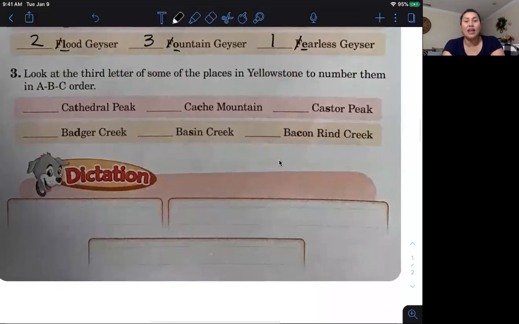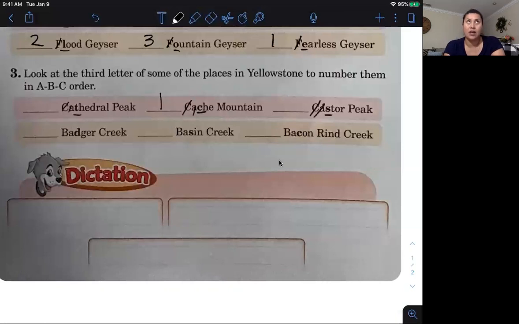Look at the third letter of some of the places in Yellowstone to number them in ABC order. Okay, so all of these in this row are going to have the same letter up to the third letter, which is going to be different. So the first two letters I'm going to cross out so I don't get confused and underline T, C, S. All right, Cathedral Peak, Cache Mountain, or Castor Peak? Well, T, C, or S comes first. C comes first.